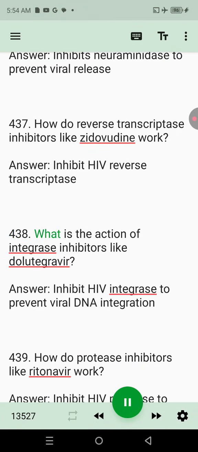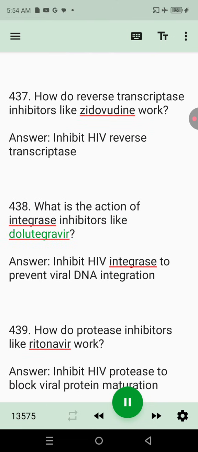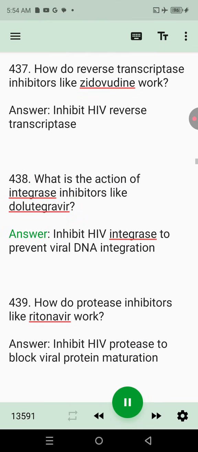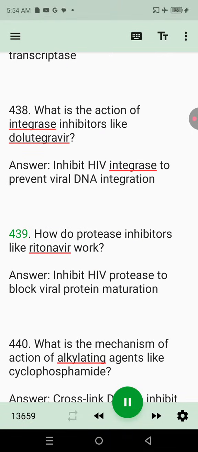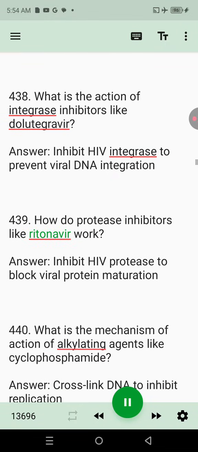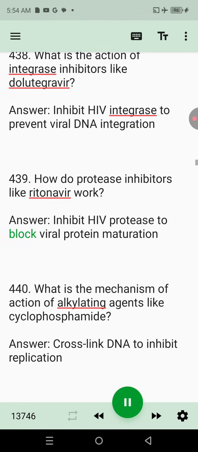438. What is the action of integrase inhibitors like dolutegravir? Answer: Inhibit HIV integrase to prevent viral DNA integration. 439. How do protease inhibitors like ritonavir work? Answer: Inhibit HIV protease to block viral protein maturation.